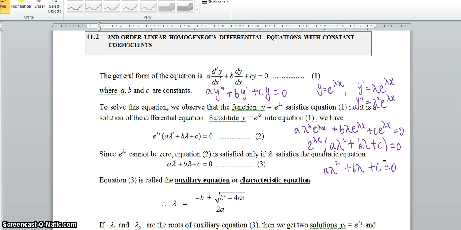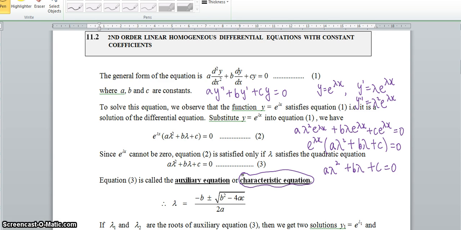And this is just a quadratic equation. You can solve for the value of lambda easily. So this equation actually has a special name when we're dealing with second-order homogeneous differential equations. It's called the characteristic equation, or auxiliary equation. In this module, I'll use the term characteristic equation. And the essence of solving second-order homogeneous differential equations all lies in this characteristic equation.